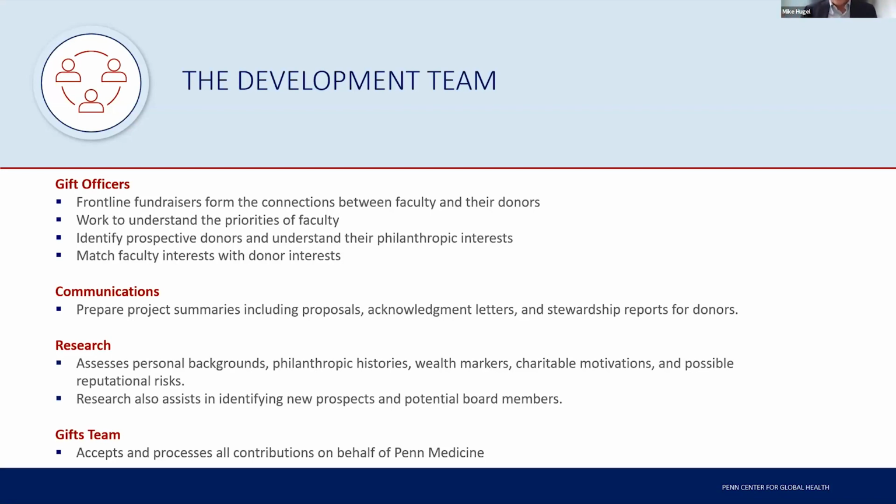In terms of the function of the development team, we're broken down into four major categories. The first is gift officers, people such as myself and the staff that I have, what we call frontline fundraisers, or you can think of them as frontline salespeople, who are out there trying to identify donors and understand what their interests are.